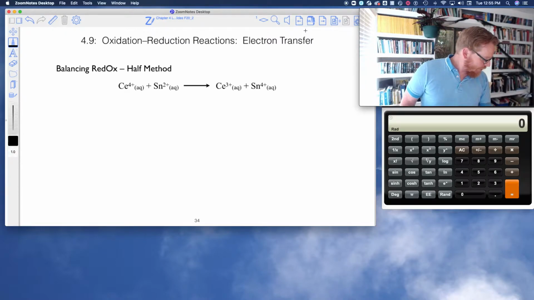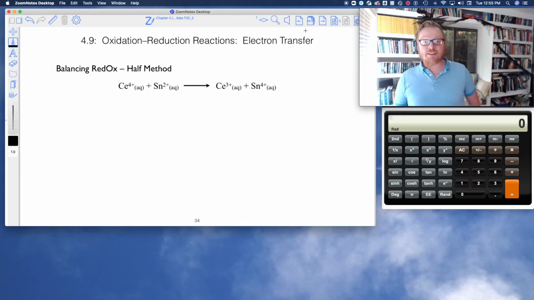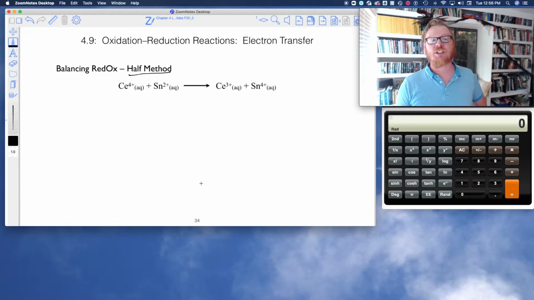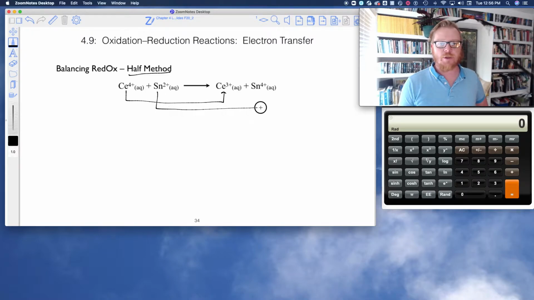So the first thing we want to do is, this is called the half method, and we're going to break this reaction down into two half reactions. And we break them down into the half reactions based on the atoms. This one is pretty easy. I can see I've got a Ce4+ and a Ce3+ and a Sn2+ and a Sn4+. So that's going to be pretty easy to break this one up into its two halves.